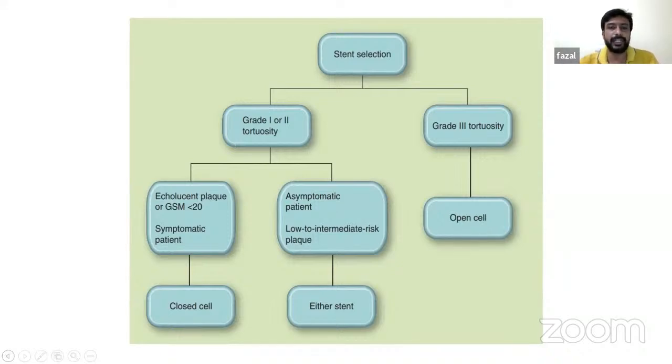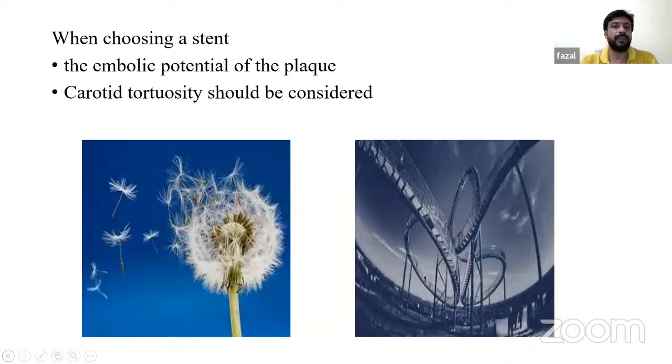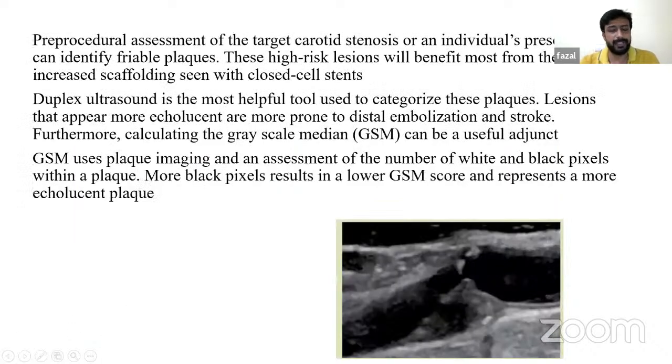Whereas in a grade 3 tortuosity, it is always better to select an open cell type. And always when choosing a stent, you should see the embolic potential of the plaque, and carotid tortuosity should be considered. Pre-procedurally, in a few centers they do a carotid Doppler, identify friable plaques, assess risk, and see whether they should choose a closed cell stent. Echolucent plaques have a high risk of distal embolization. In those cases also, you should always make sure you are choosing a closed cell type of stent.